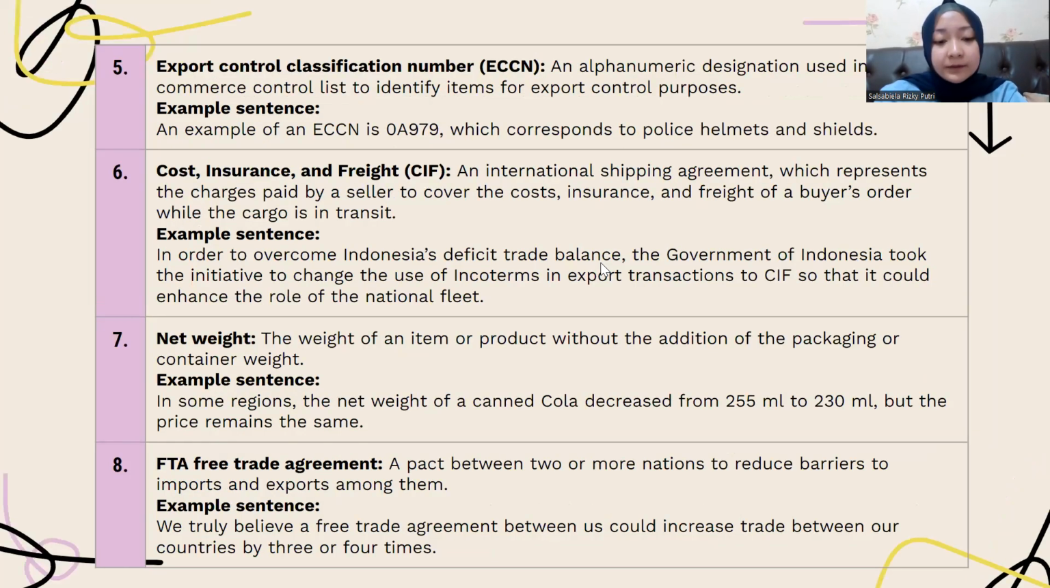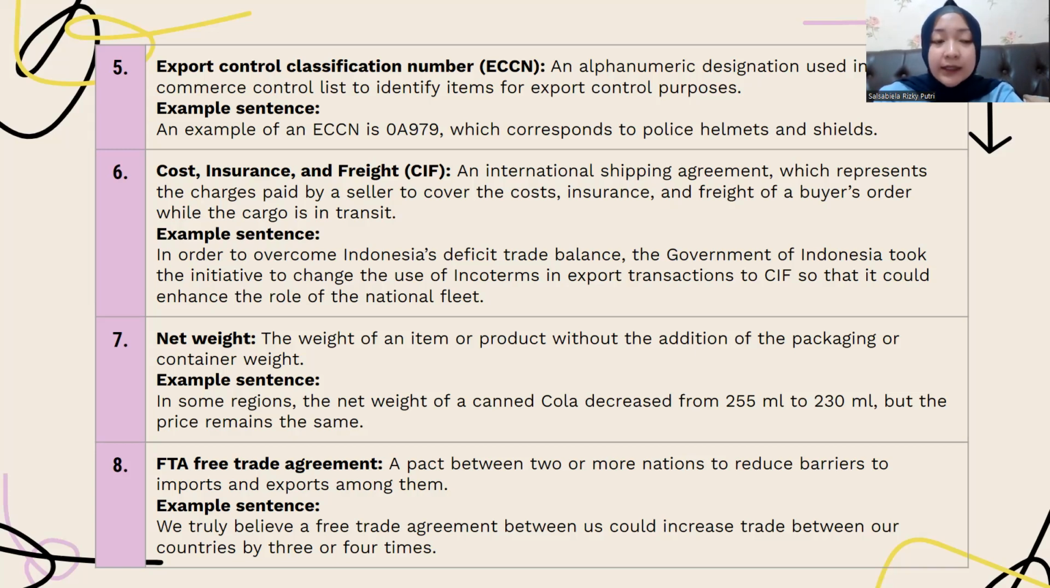And fifth is Export Control Classification Number or ECCN. This is an alphanumeric designation used in the Commerce Control List to identify items for export control purposes. An ECCN categorizes items based on the nature of the product, for example, the type of commodity, technology, or software, and its respective technical parameters.